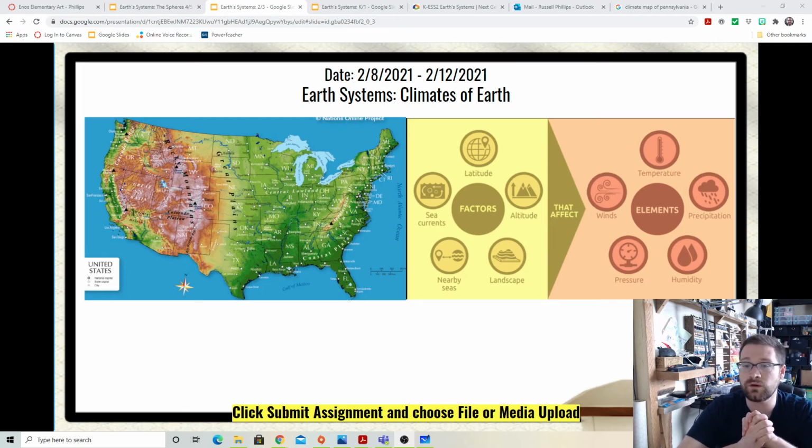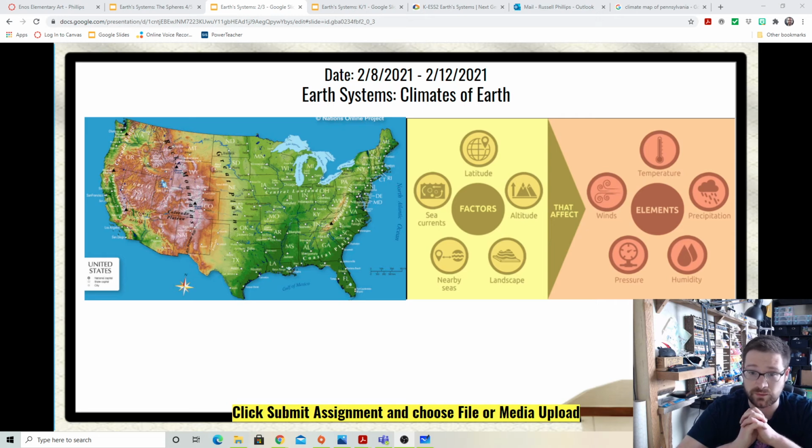And so altitude affects a lot of things. It affects temperature, that's a really big one. It can also affect precipitation. So just remember that some of these things, these factors, will affect your state.